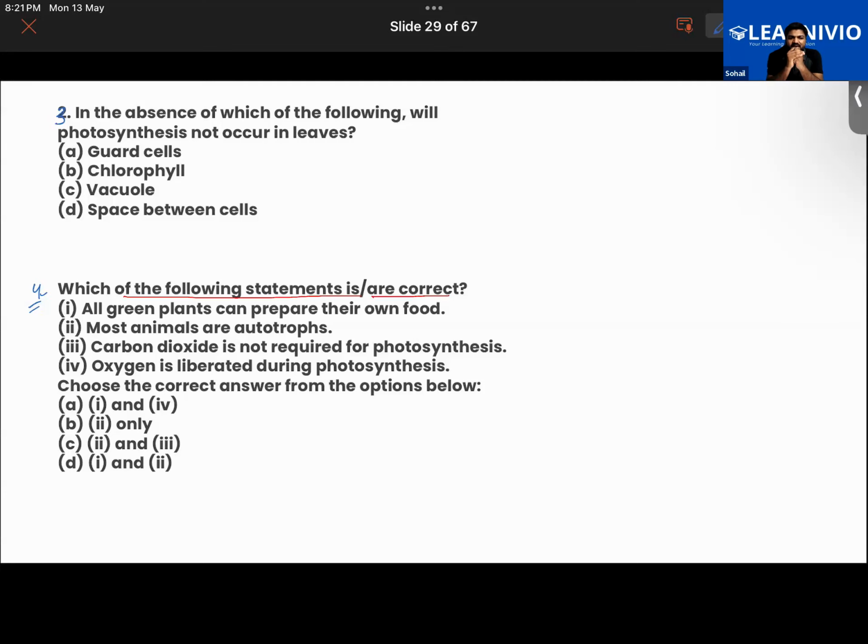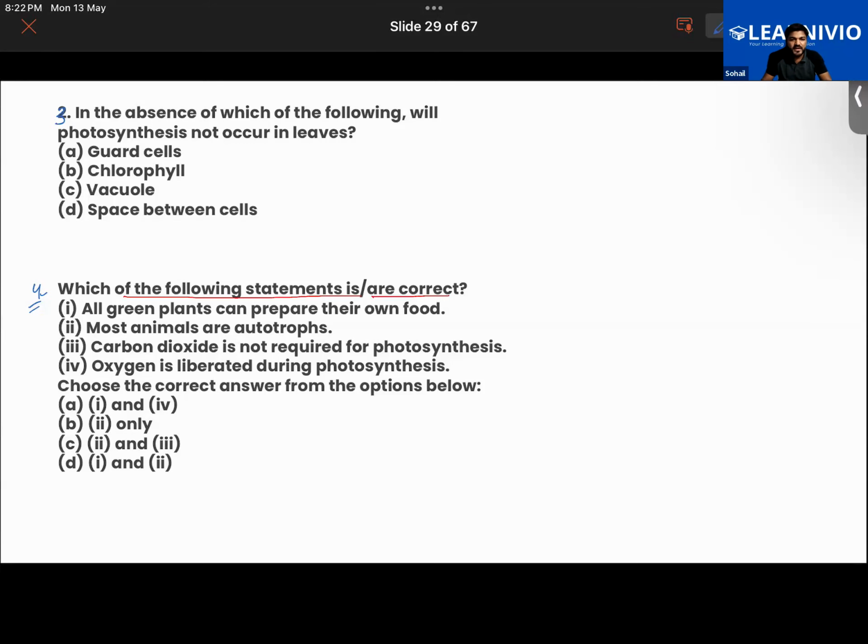Fungi is not green in color. Sir, but our science teacher only taught us this. No, fungi is not green in color. Who told you fungi are green in color? My science teacher. No, fungi are not green in color. Sir, fungi is white, right? White in color.